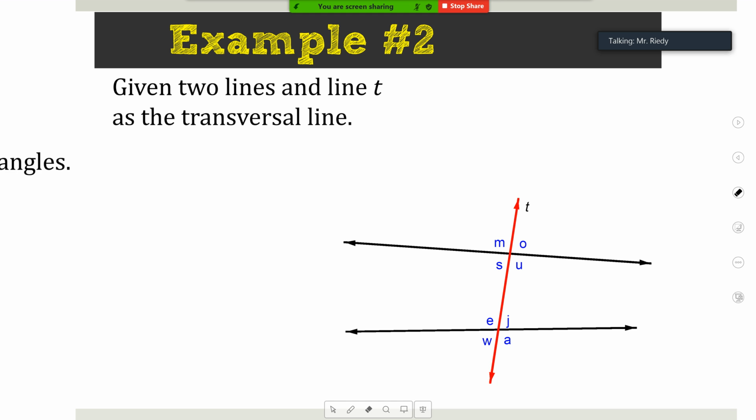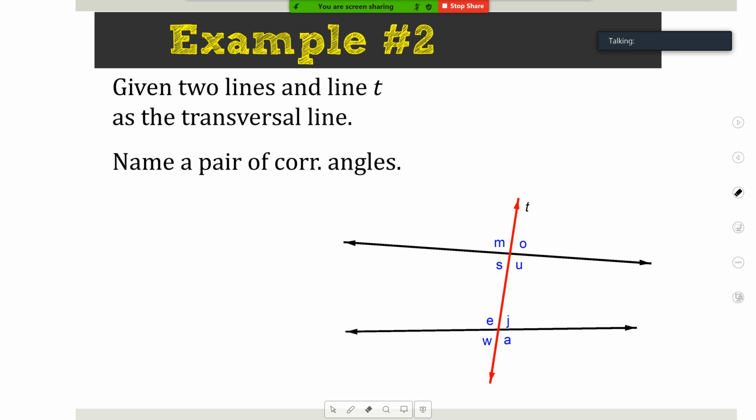So question number 1 is, name a pair of corresponding angles. Alex, let's start with you. Corresponding angles. Yes, sir. Would it be E and S? E and S are not corresponding angles. Want to try again? E and U. E and U are not corresponding angles. Third time's a charm.